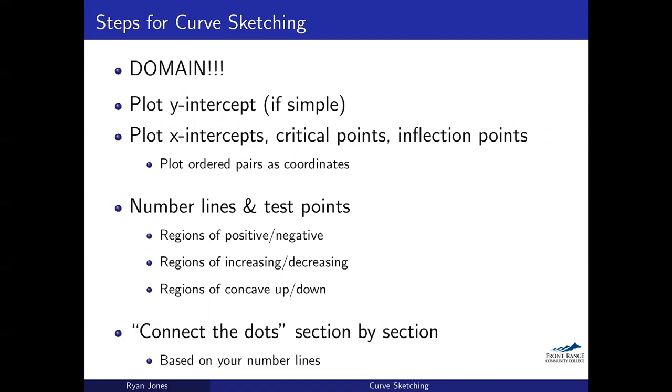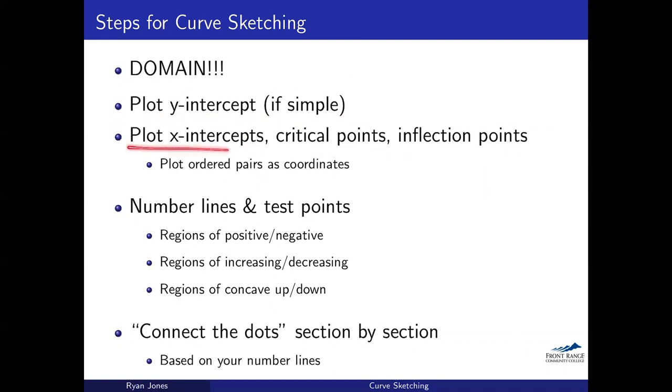The next step, and again, we didn't have to do this in ours, we kind of got lucky, but plot the y-intercept. I like to start right there. Get your y-intercept, and then boom, you've got a point on your graph that you can make sure your function goes through as you're sketching it. Then plot the x-intercepts, the critical points, and the inflection points, as ordered pairs. So make sure you're getting both the x and y values for all of those.